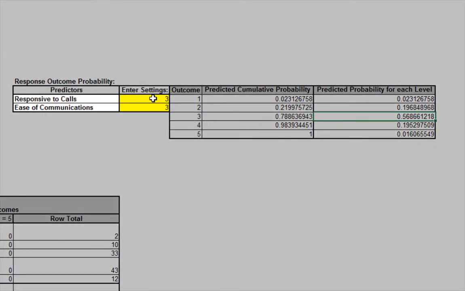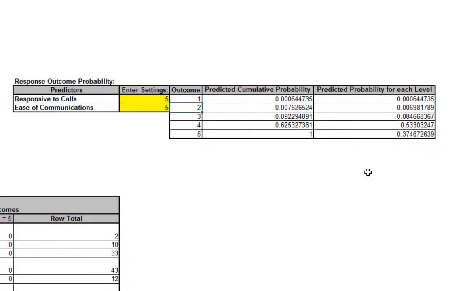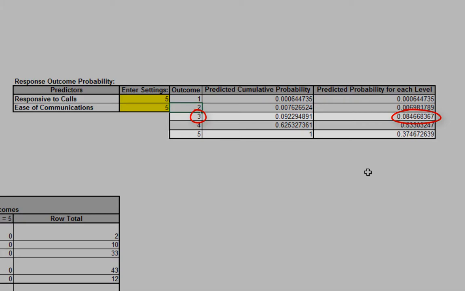If responsive to calls and ease of communications are both equal to 5, we would expect typical loyalty scores of 4, 53% of the time, with some scores at 3, 8.5% of the time, and 5, 37.5% of the time.